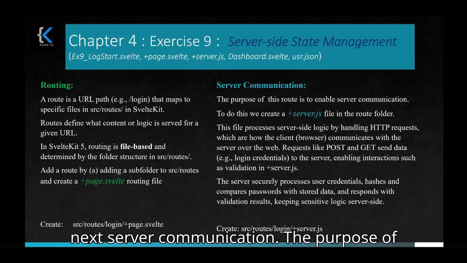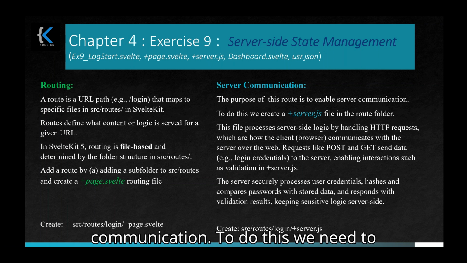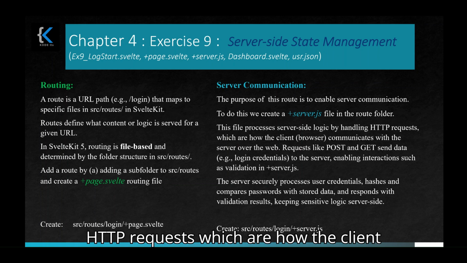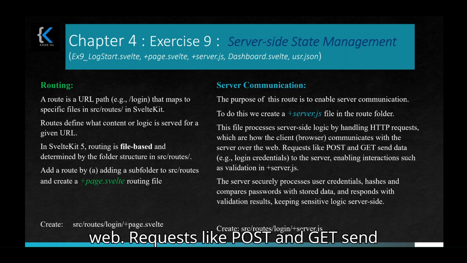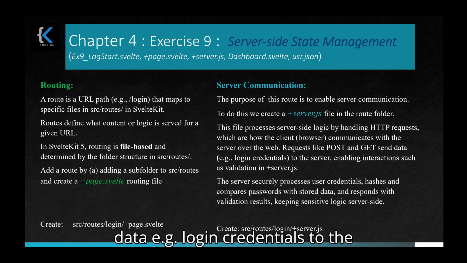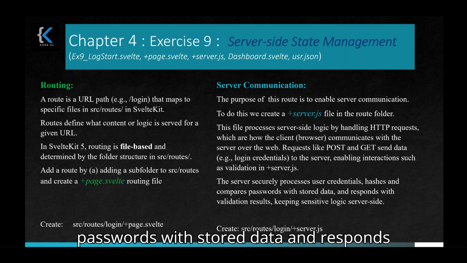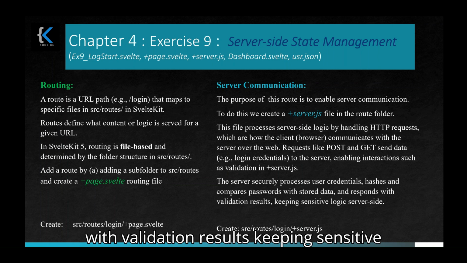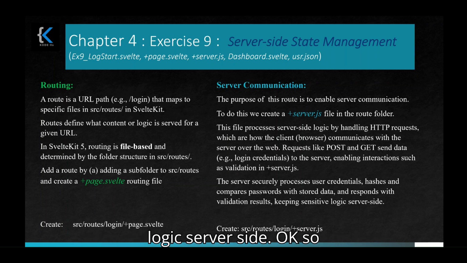Next, server communication. The purpose of this route is to enable server communication. To do this, we need to create a +server.js file in the route folder. The +server.js processes server-side logic by handling HTTP requests, which are how the client, the browser, communicates with the server over the web. Requests like POST and GET send data, e.g., login credentials, to the server, enabling interactions such as validation in +server.js. The server securely processes user credentials, hashes and compares passwords with stored data, and responds with validation results, keeping sensitive logic server-side. Okay, so those are two new topics, routing and server communications.